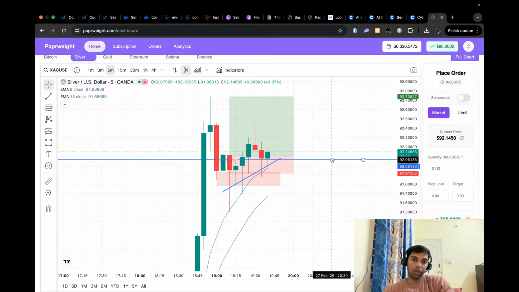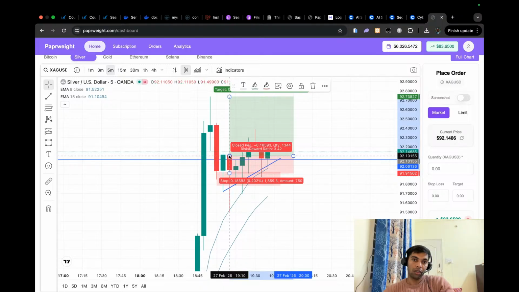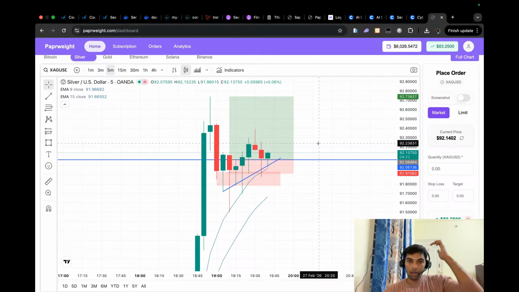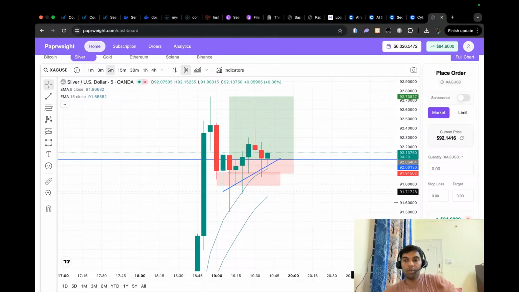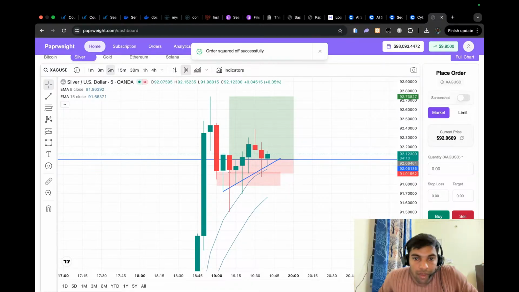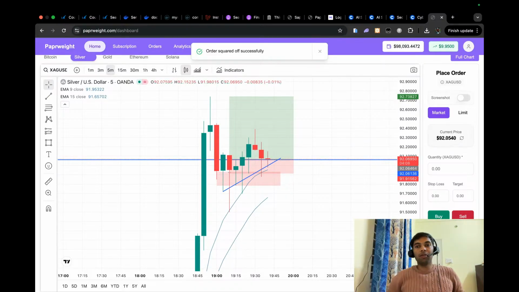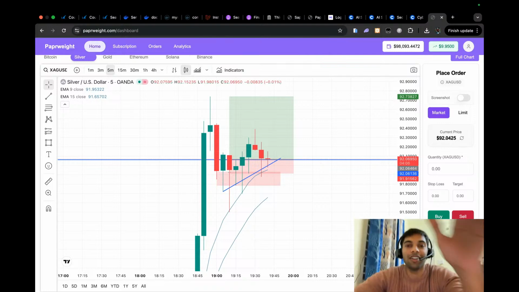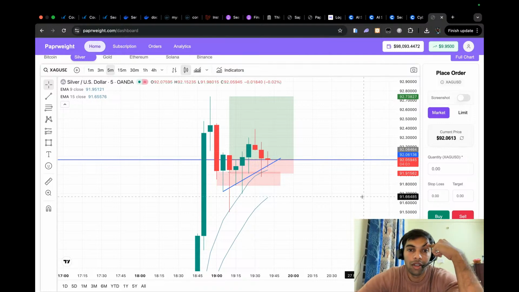So my order execution is here. Stop loss is the same, but this time I entered with full quantity. I squared off my position because I'm pretty much unsure, not 100% sure about this position.